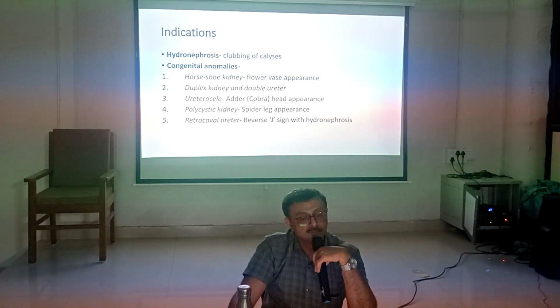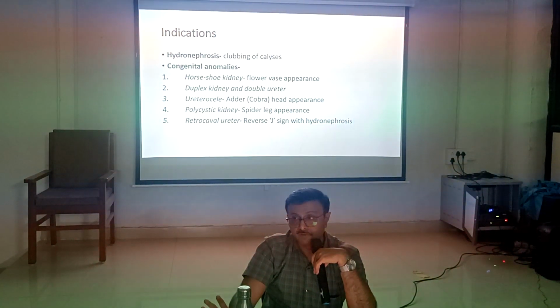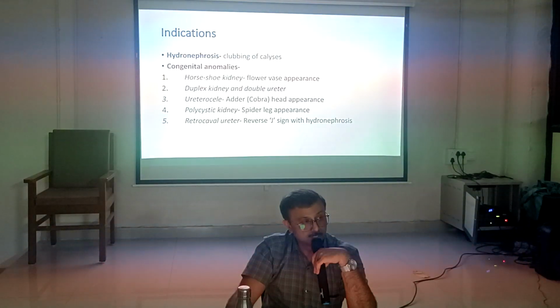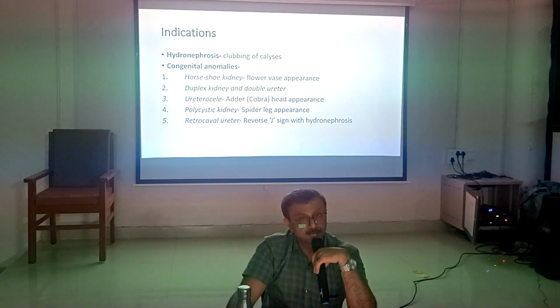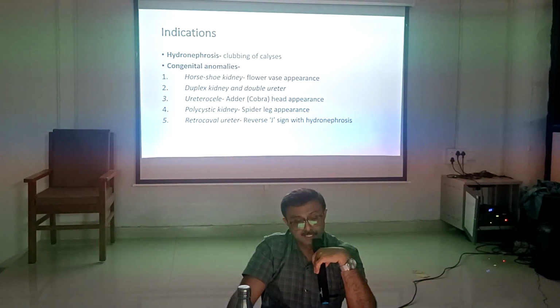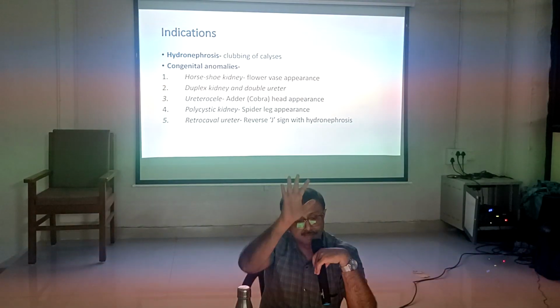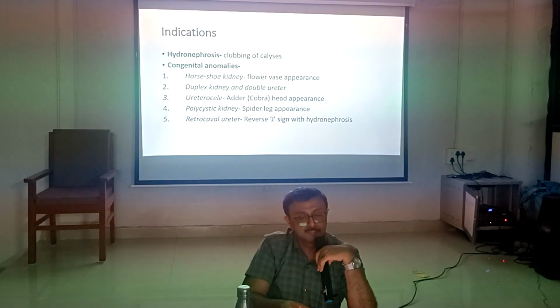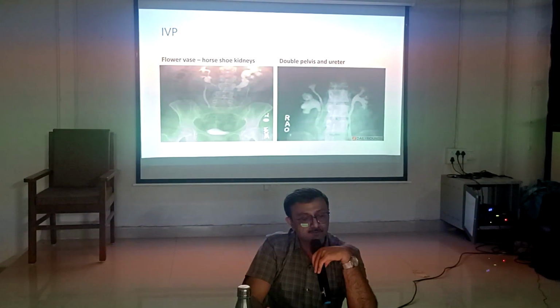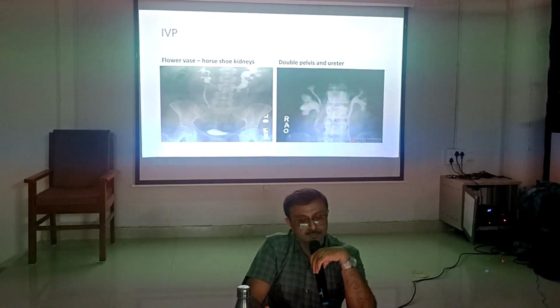Congenital anomalies: horseshoe kidney has a flower vase appearance; duplex kidney with ureterocele has a cobra head appearance; polycystic kidney has a spider leg appearance; retrocaval ureter has a reverse J sign with hydronephrosis. These are various signs associated with anomalies. This is the flower vase appearance of horseshoe kidney.